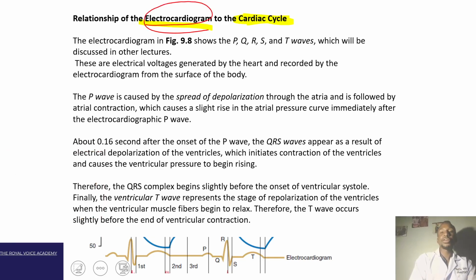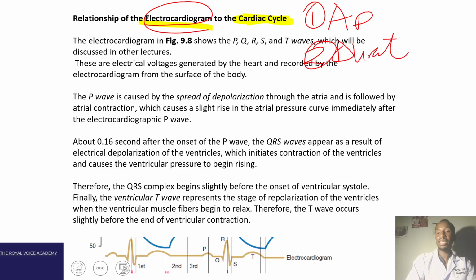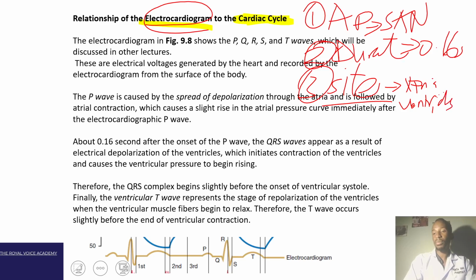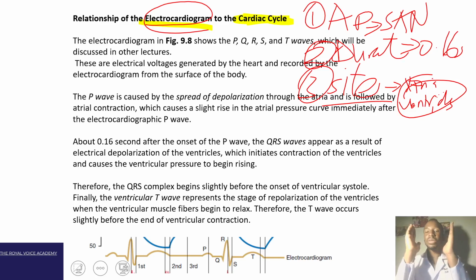The ECG is based on, number 1, your action potential. And then number 2, the duration. And then number 3, the site. Now, of course, you know your action potential is coming from your sinoatrial node. The duration of time, there is always a delay of 0.16 seconds, and the site could be either the atria and the ventricles. So when you're looking at your electrocardiogram, always remember those three things.